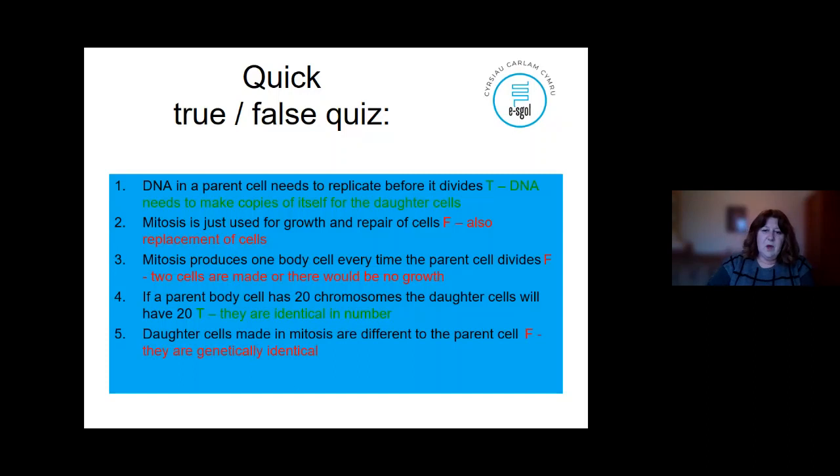And then the 5th one, this is false. Daughter cells made in mitosis are different. No, they're not. They're absolutely genetically identical. So well done if you got some of those. And as I say, you can pop back later and have a little check at the questions again.